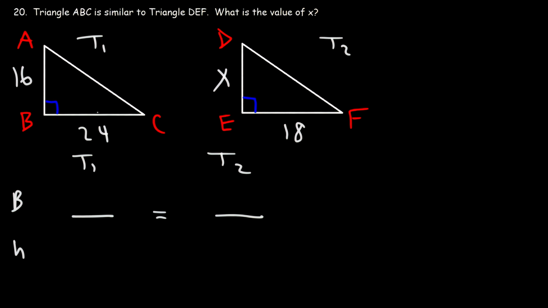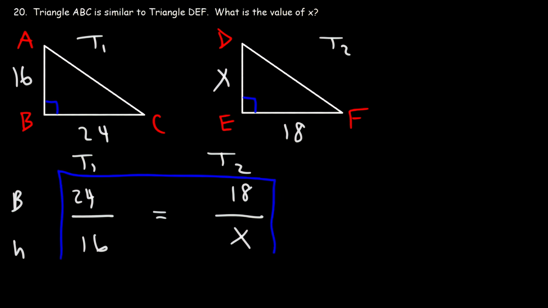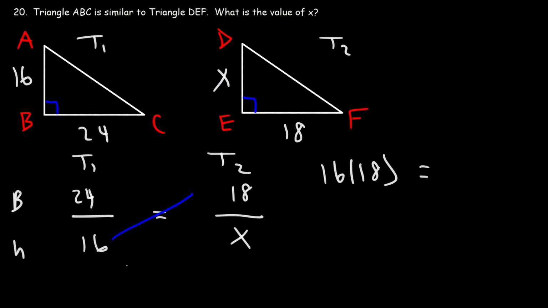So the base of triangle 1 is 24. The base of triangle 2 is 18. The height of triangle 1 is 16. The height of triangle 2 is x. The purpose of this is so that we set up the proportion correctly. So now we have an equation. We have two fractions separated by an equal sign. How can we solve for x in this situation? What we can do is cross multiply. 16 times 18 is equal to 24 times x.